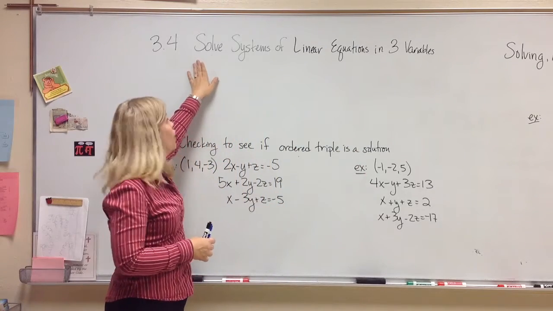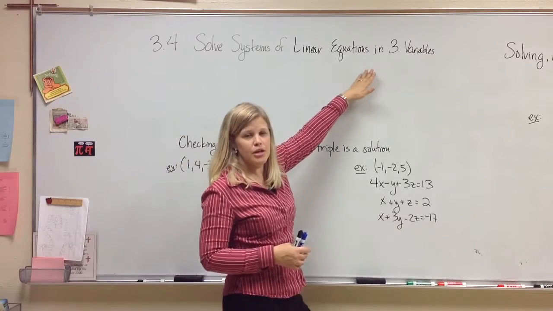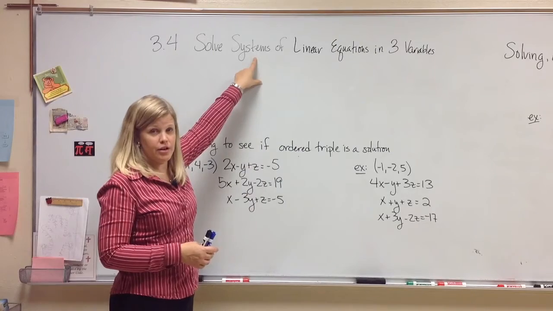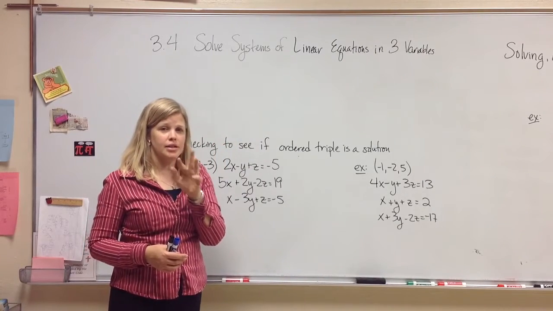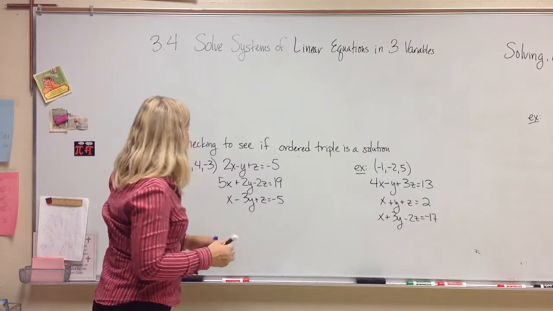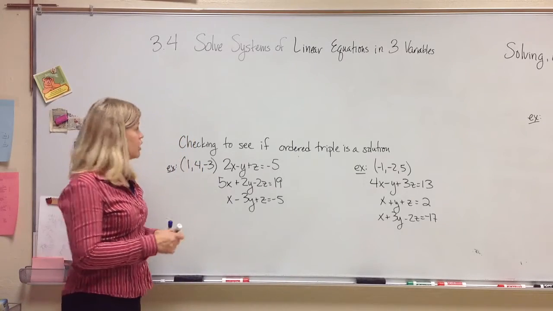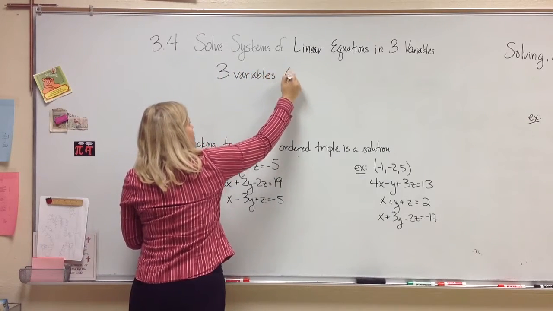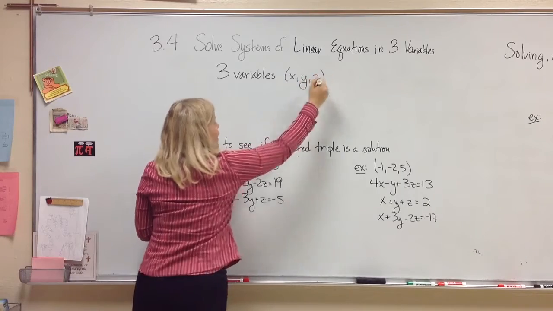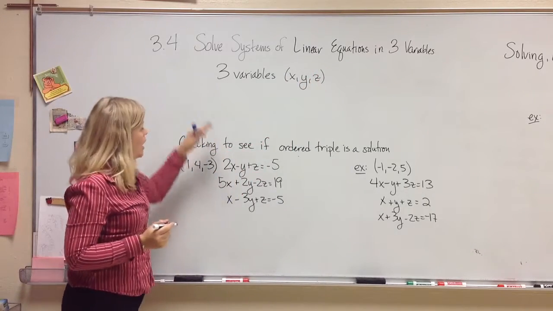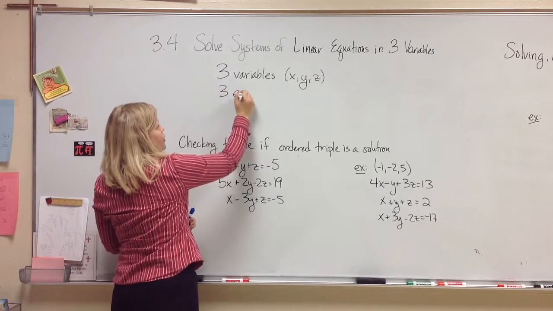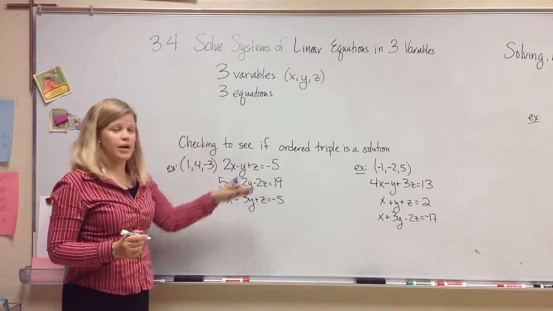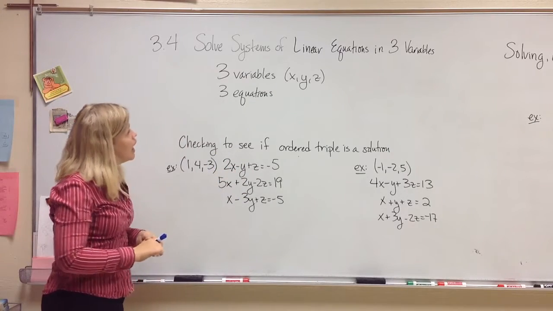So, we're moving on to 3-4. It says solve systems of linear equations in 3 variables. Now, if you think back, we've already solved systems of linear equations, only they had 2 variables, an x and a y. Well, now, if you look down here, you're going to see 3 variables. We've added one. There's an x and a y and a z, okay? And if you notice, we also have 3 equations, because you have to have at least the number of equations that you have variables to be able to solve these.